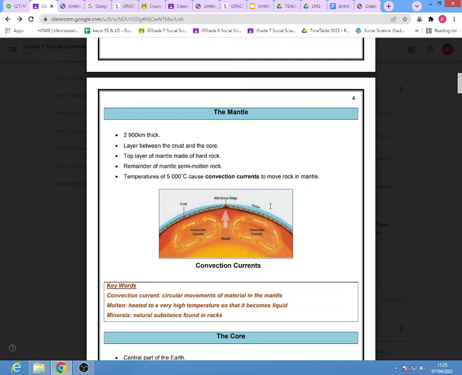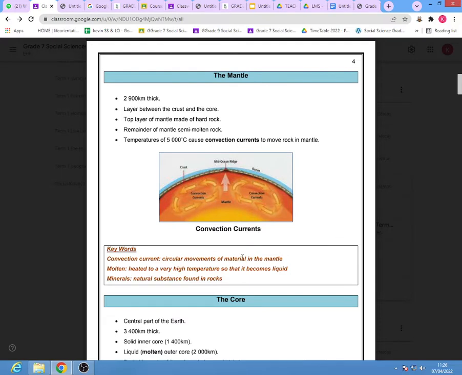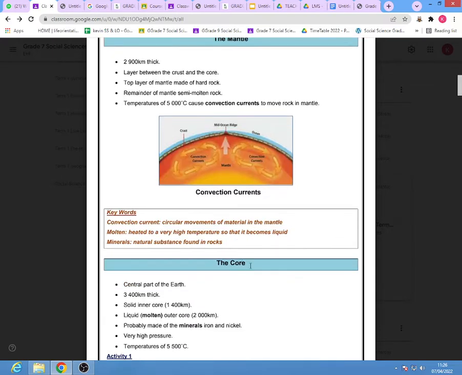So basically, we're going to talk about the movement of the Earth that are caused by the convectional currents. But for now, let's focus on the convectional currents. So what are the convection currents? These are circular movements of material in the mantle. If you look at the diagram in front of you, you're going to see those circular movements. That is what we call convection currents. Molten means it's heated to a very high temperature so that it becomes a liquid. And minerals are natural substances that are found in the rock.